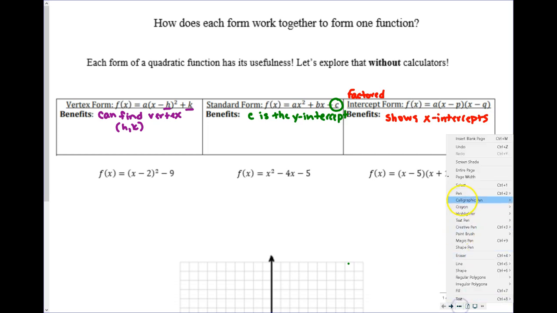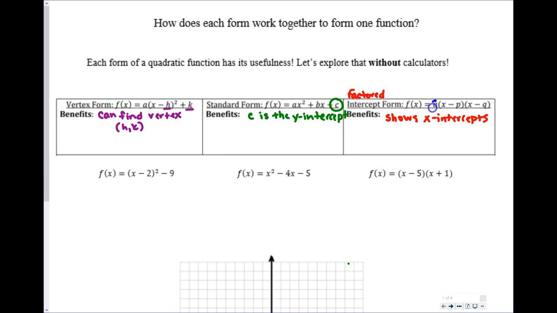The other thing we have in every single one of these forms is we have this letter A. A is always that number that is in front of each form. With that said, A shows concave up or down, right? If it's negative, it's concave down. If it's positive, it's concave up. And it shows stretch and shrink. Okay? And that's true for every single one of these forms.